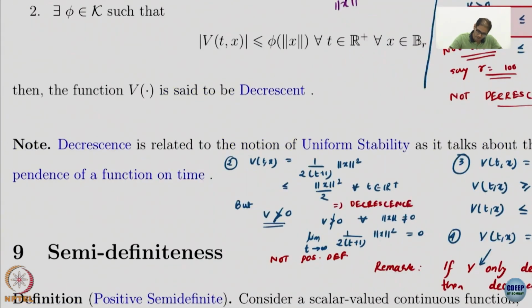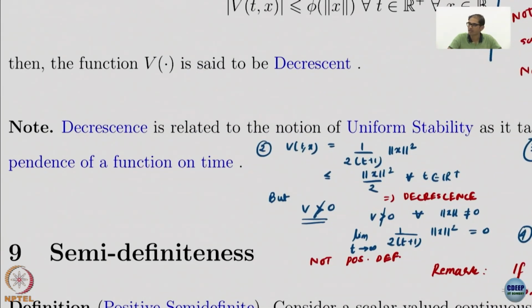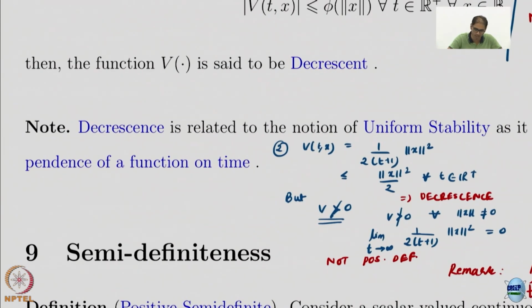Alright, suppose I flip this example, that is, now it is not an increasing function of time but a decreasing function of time. Life is good. Why? Now it is definitely greater than or equal to norm x square by 2 for all t, because t has to be greater than or equal to 0, negative t's are not allowed. So I can't make this really large and all that.